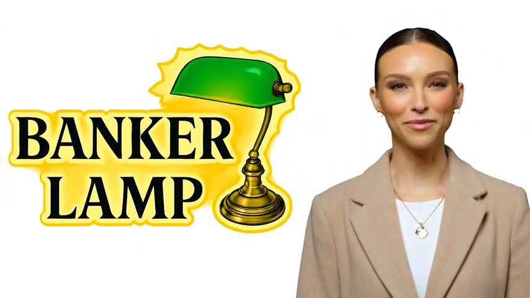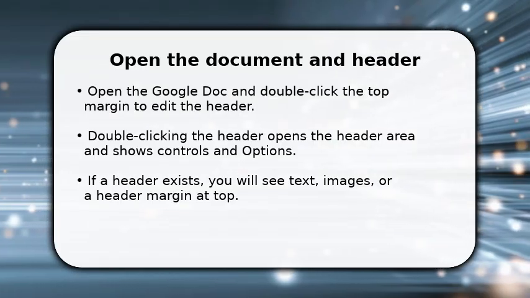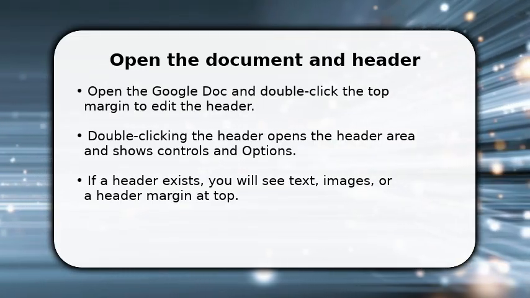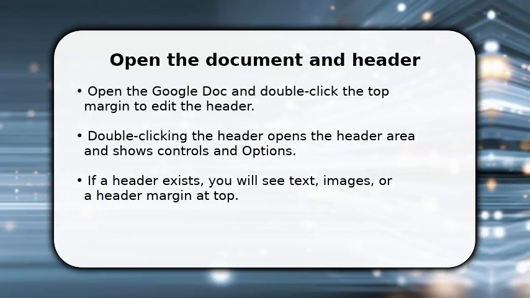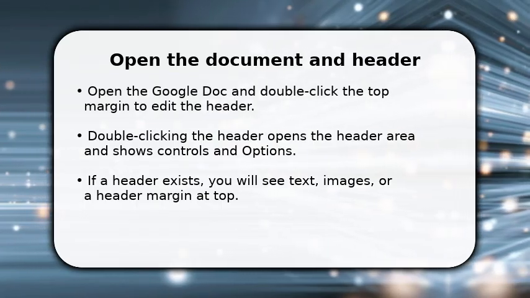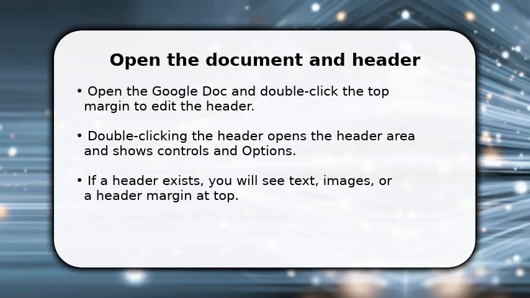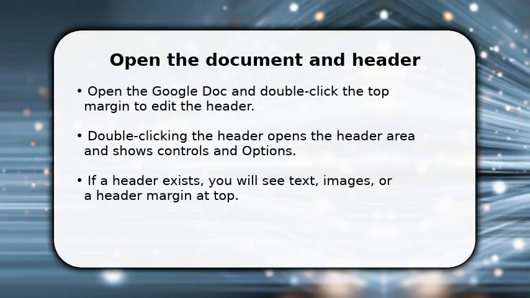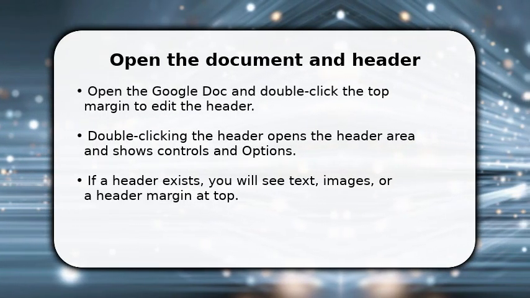Please enjoy the video. Open the Google Doc you want to edit and view it full screen. Double-click the top margin of any page to open the header area. When you double-click, you will see a faint box and the header controls appear. The document shows header text, images, or blank space you want to remove. Make sure you are editing the header and not the body text. This step prepares you to delete header content or adjust header size.